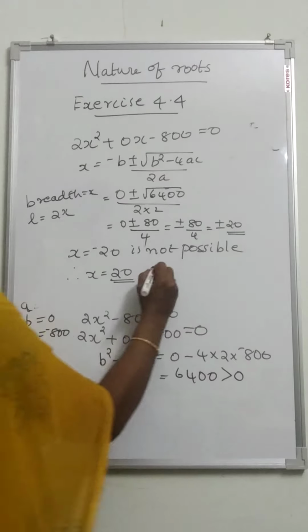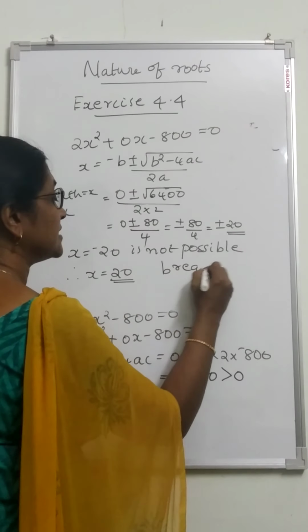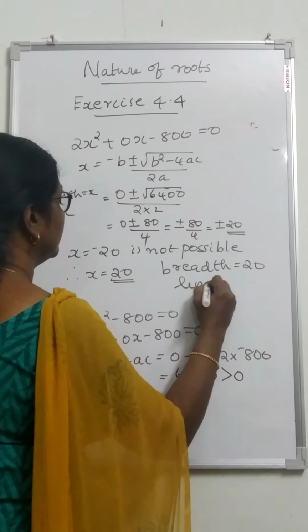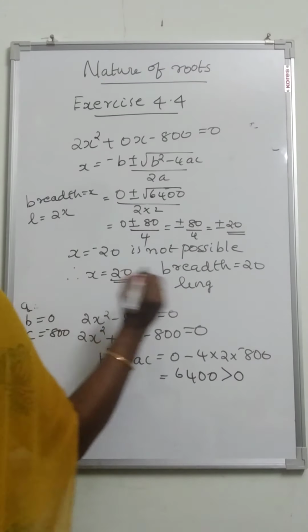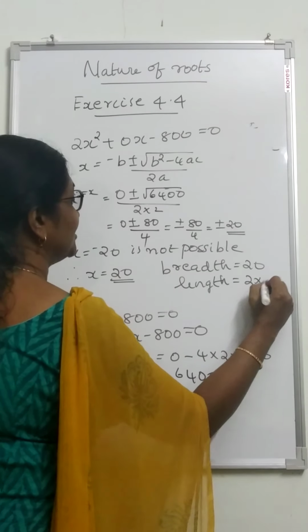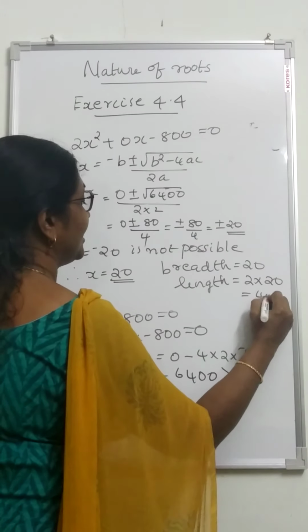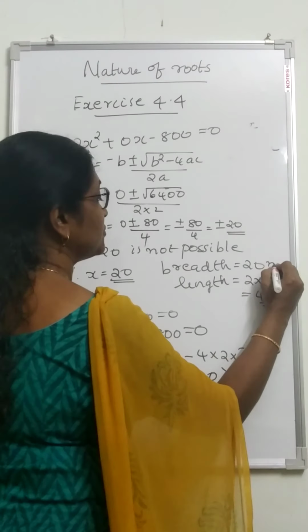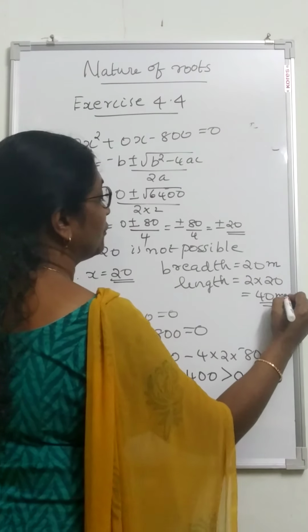Therefore, x is equal to 20. Breadth is what we have taken as x. Breadth is equal to 20 and length is equal to 2 into 20 is equal to 40. Okay, breadth is equal to 20 meter and length is equal to 40 meter.